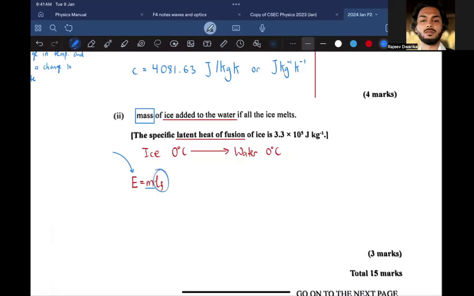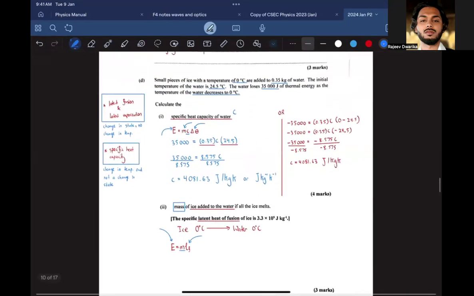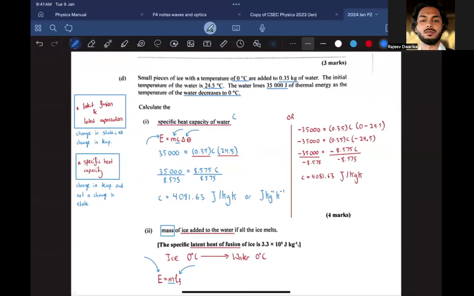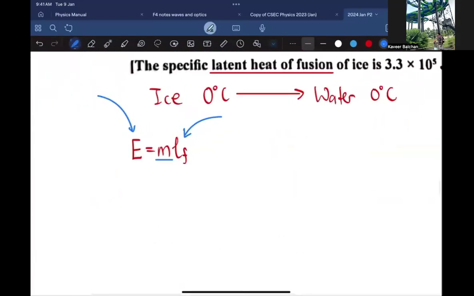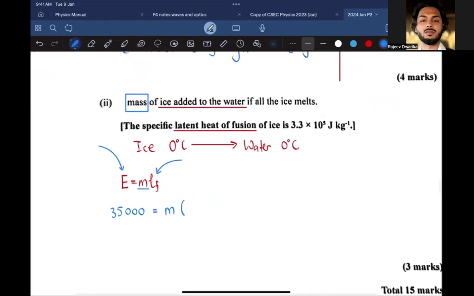What does LF mean? Yeah, LF means the specific latent heat of fusion, right? So that was given. The energy, where are we gonna get the energy from? What is the energy? 35,000 joules. All right, so we are going to say 35,000. Right, we do not know what M is, so I leave that blank. And I know that it was given the specific latent heat of fusion of ice is 3.3 by 10 to the power 5.